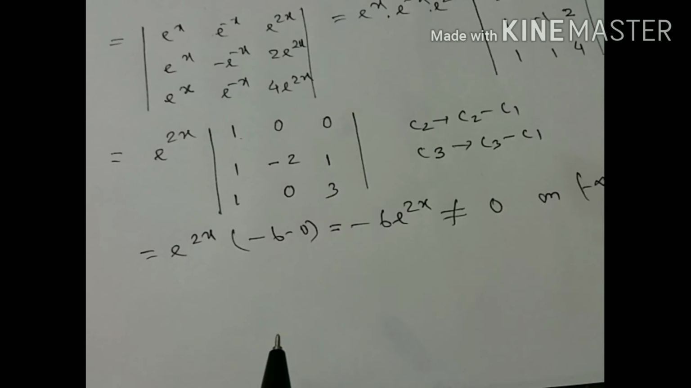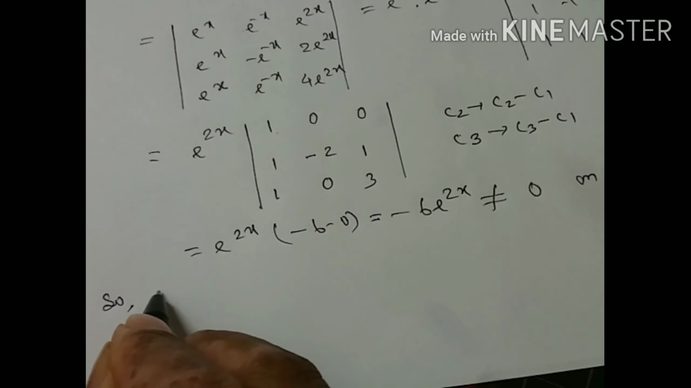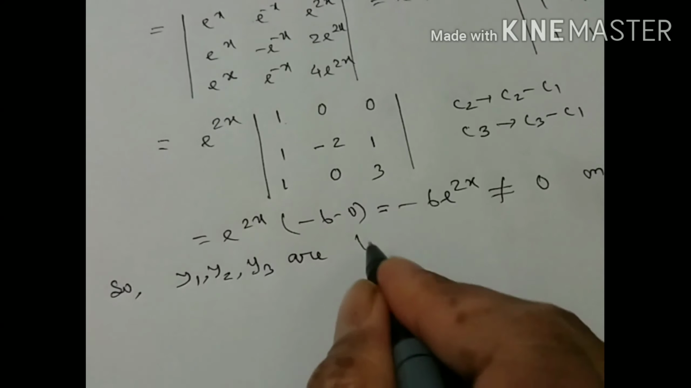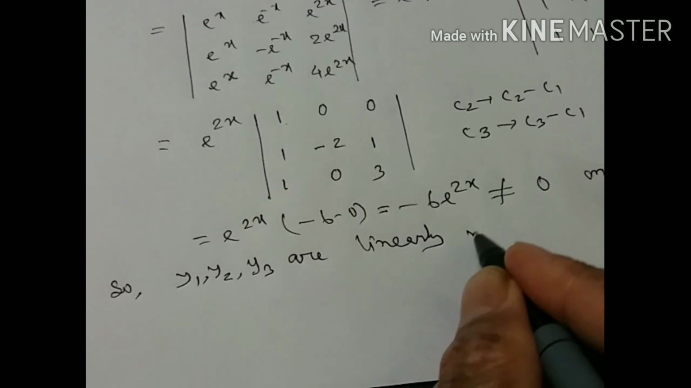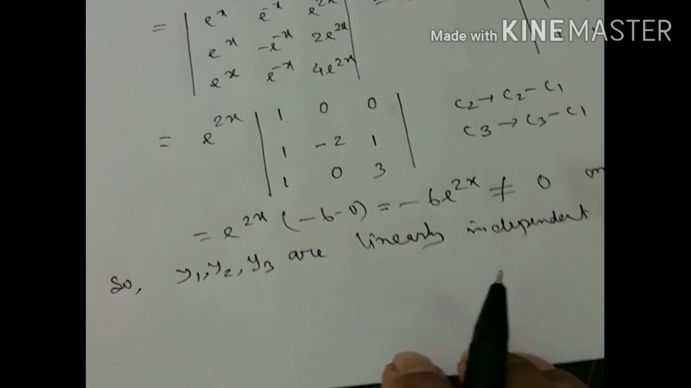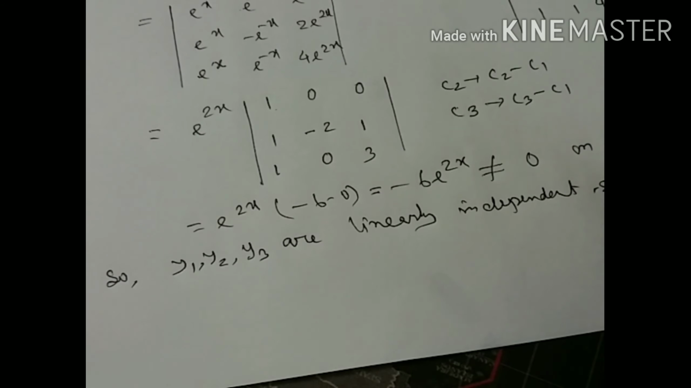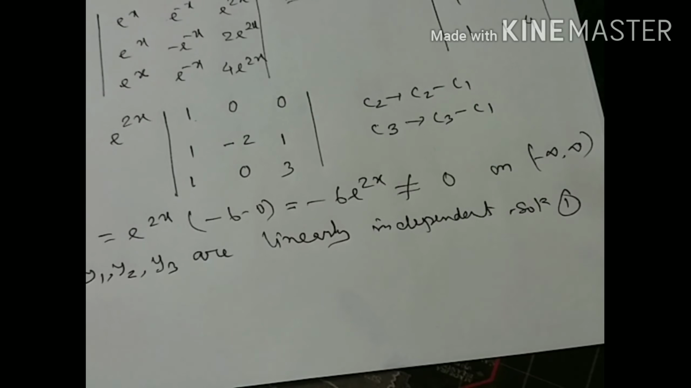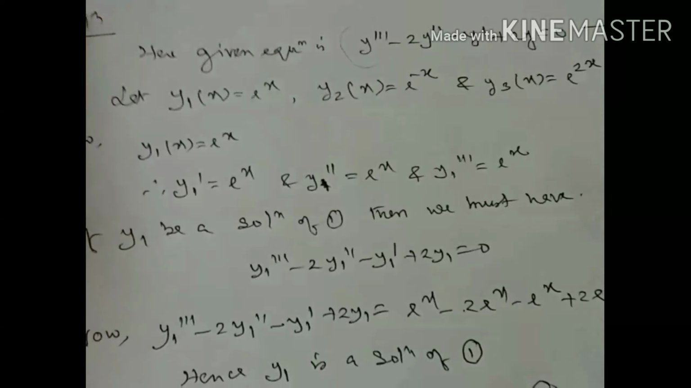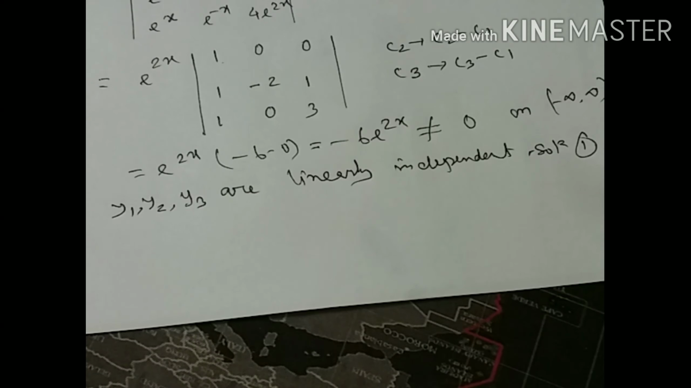So since the Wronskian of these three functions y1, y2, y3 is not equal to 0, we can say that y1, y2, y3 are linearly independent solutions of equation 1. Since the order of the given equation is 3, the general solution will contain 3 arbitrary constants.